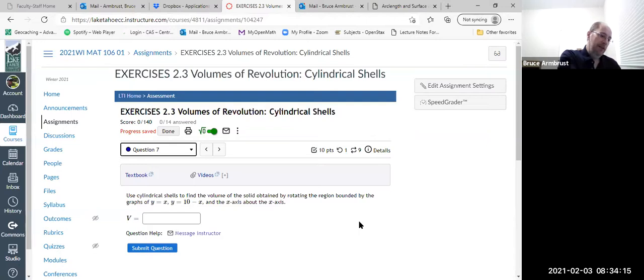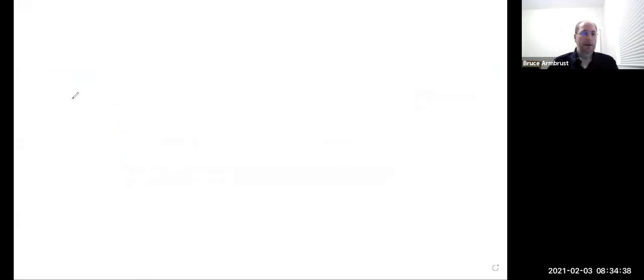Okay, so my suggestion first, as always, is draw the picture. Draw the picture of this region so you have an idea of what it looks like and how this is going to be shaped once we rotate about the x-axis, and then we can address the shells. So let me go to a whiteboard. All right, so here are our axes and the equations of the line. We had y equals x, y equals 10 minus x, and the x-axis as our third.